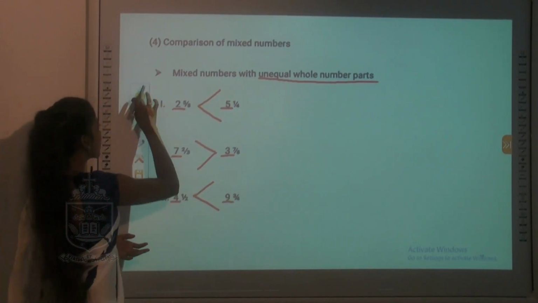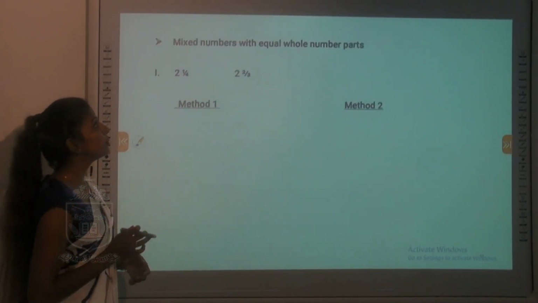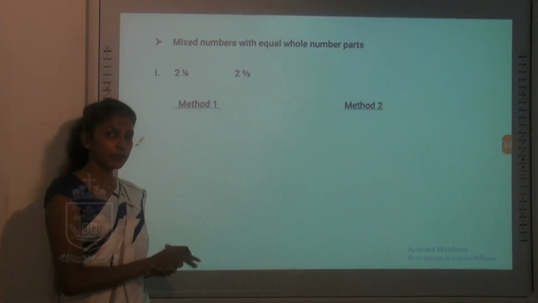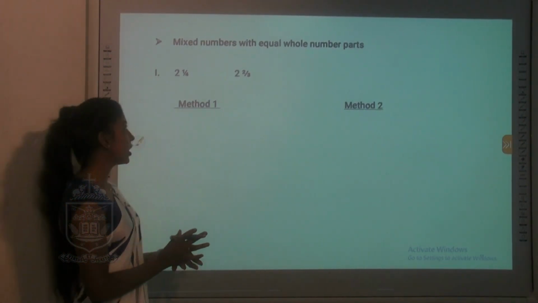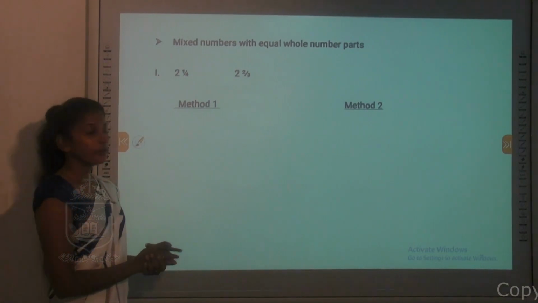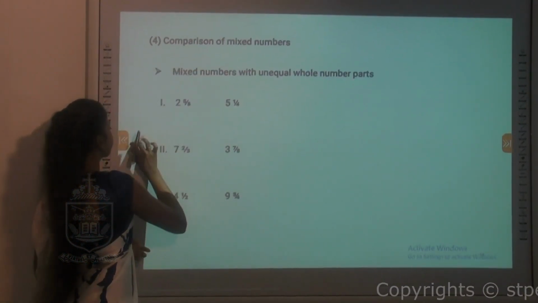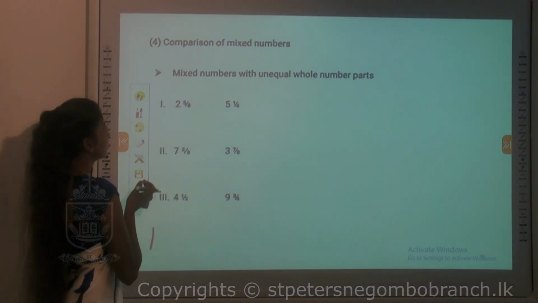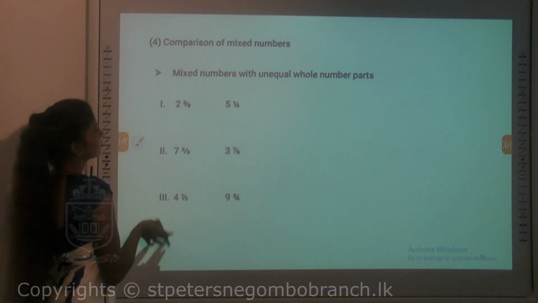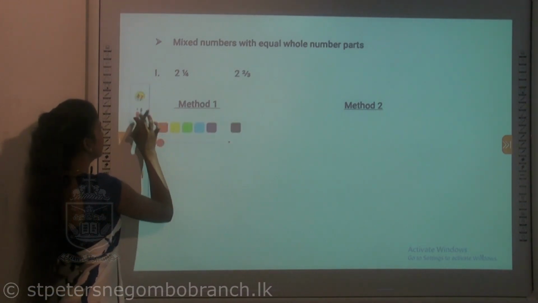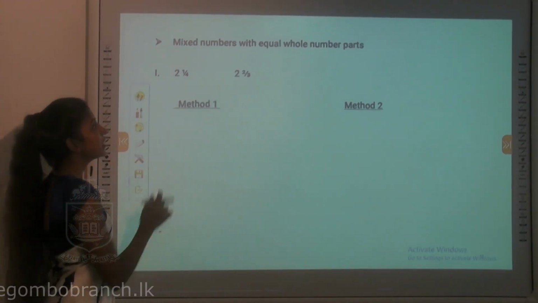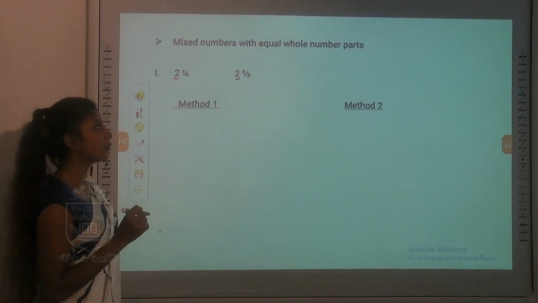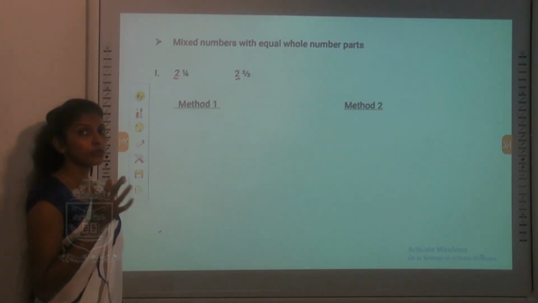So let's see how we can compare two mixed numbers when you have equal whole numbers. Earlier one was different, now we have equal whole numbers. So look at the example given. Here both the mixed numbers have the same whole number, 2. So let's see how we can compare these two mixed numbers.